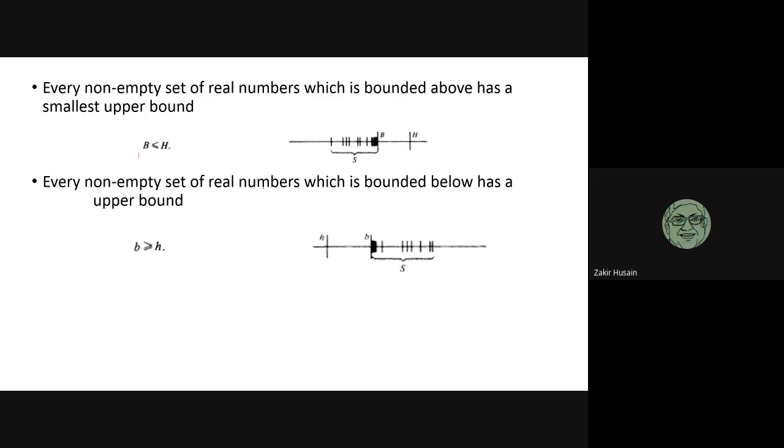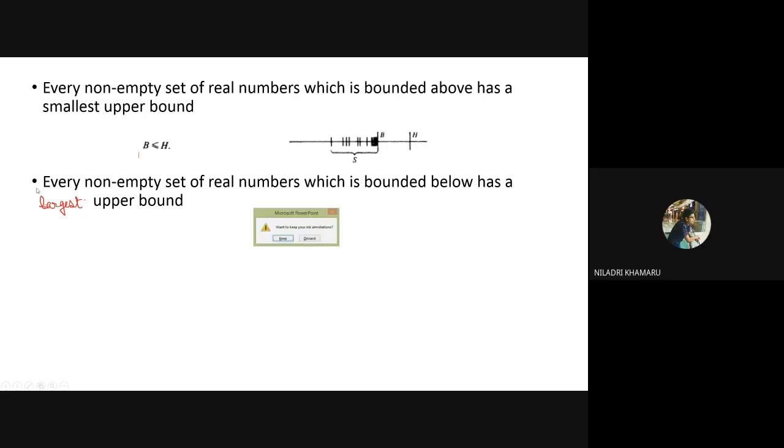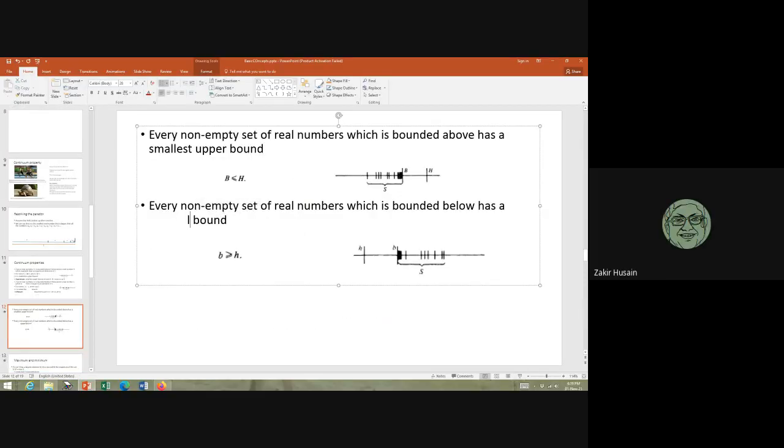So a set which is bounded below has a, what should I write over here? Largest. Sir, will it be upper or lower? Actually, I was copying it, and I forgot to change it. You are right. It's difficult to retype everything, so what we generally do is copy it.